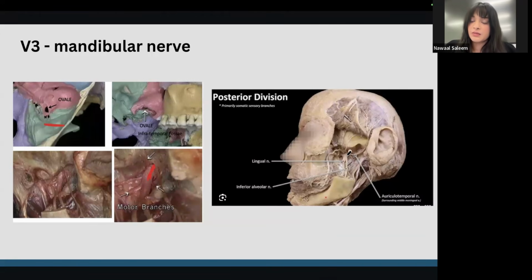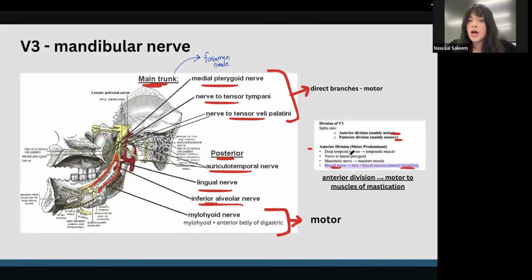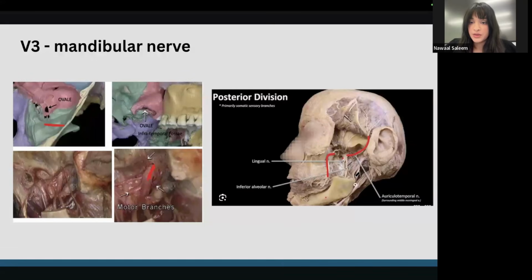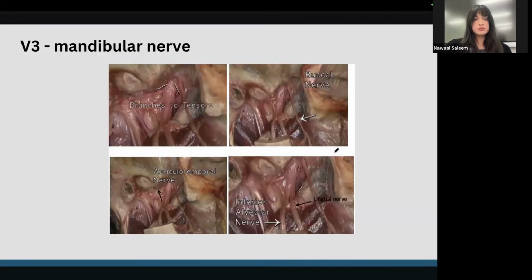Now, if you see in this cadaveric head, the lingual nerve is anterior, the inferior alveolar nerve is posterior. The auriculotemporal nerve is looping upward, like that. And this nerve over here is the buccal nerve. This is sensory. It is part of the anterior division, yes, but it is sensory, and you can see it over here. Okay, so you have the branches to the tensors, then you have the buccal nerve over here.